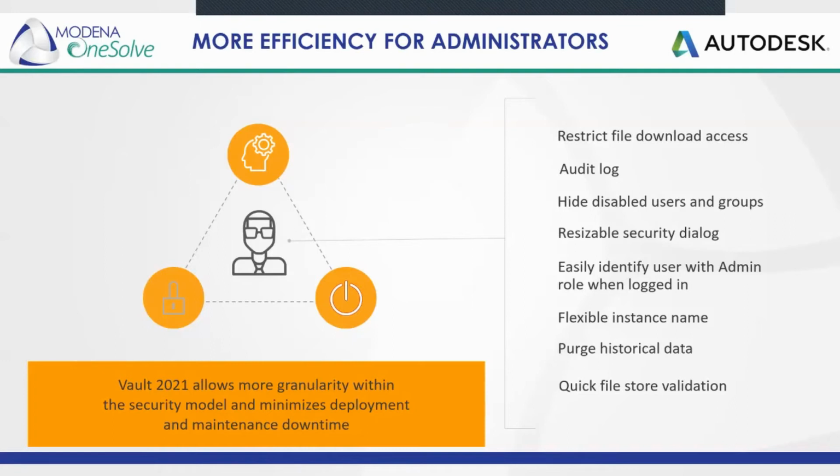So previously we could only purge new iterations of the file, not historical iterations of that file, when we made changes to the purge rules. So now we can purge historical data based on those new rules as well. And then there's also an option for quick file store validation. I'll touch on some of these in a little bit more detail in the next few slides.